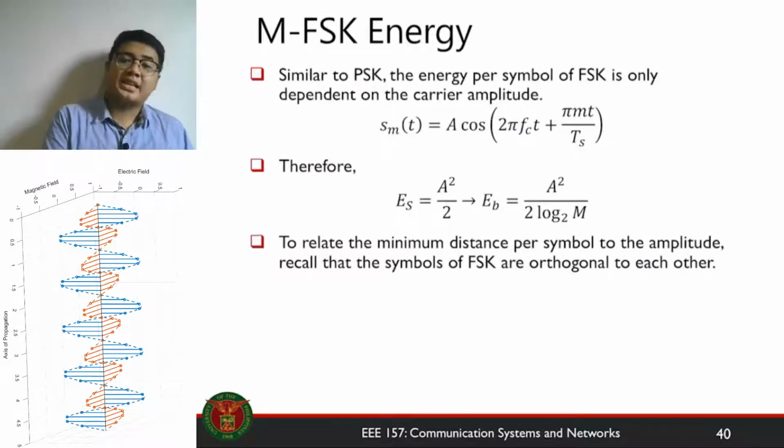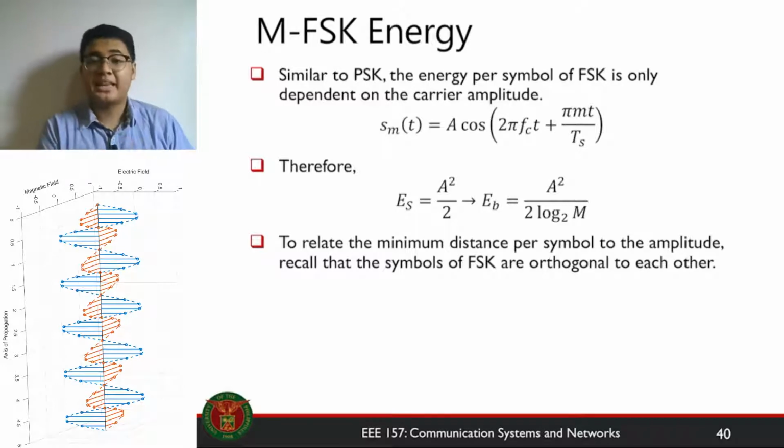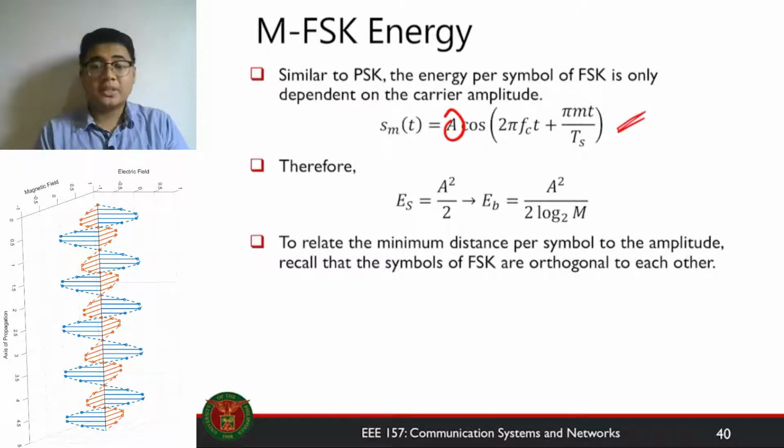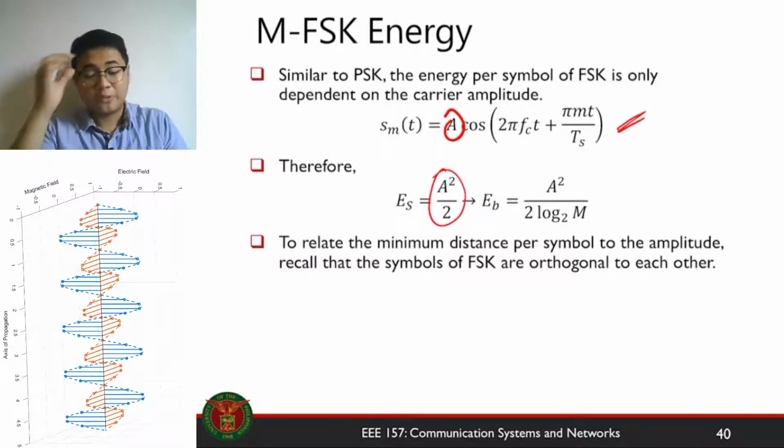Similar to PSK, the energy per symbol of FSK is only dependent on the carrier amplitude here. If you have the definition of MFSK here, the power of your MFSK is quite simply A squared over 2. Okay? This is a sinusoidal carrier. So the power is equal to the amplitude squared divided by 2. Sorry, the energy per symbol rather is equal to A squared over 2. Okay? Therefore, the energy per bit is A squared over 2 log of M base 2.